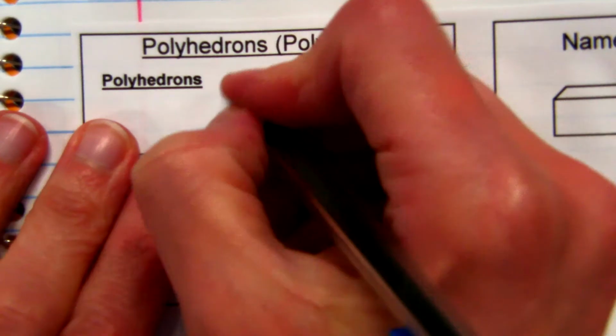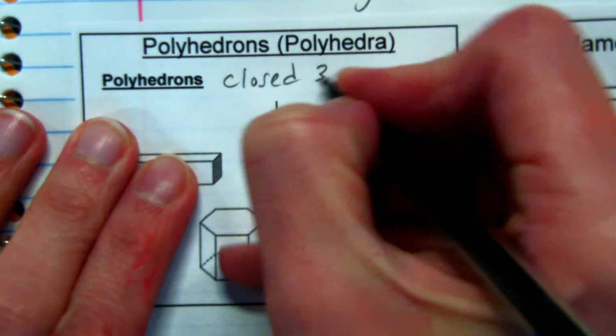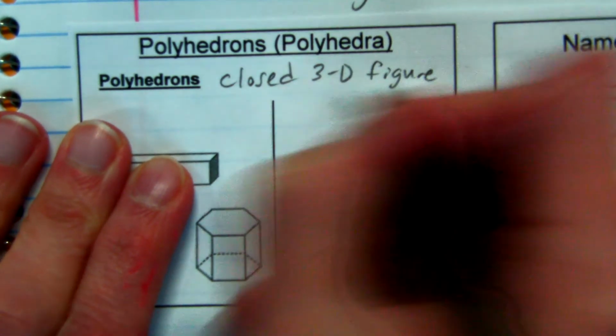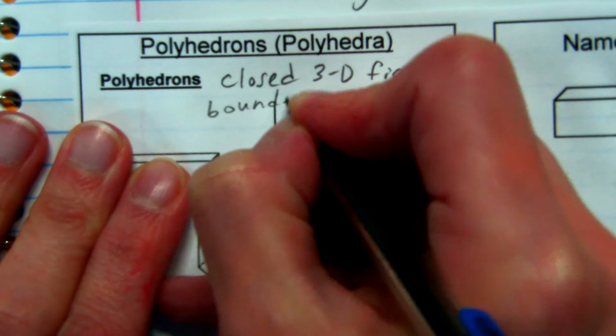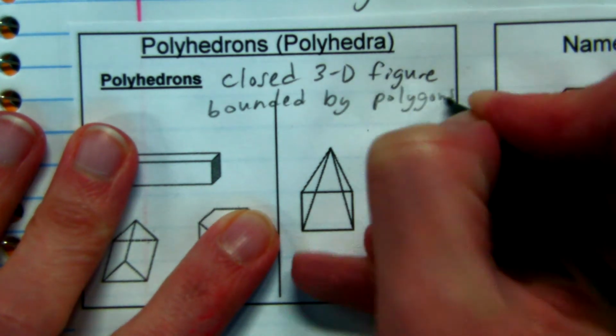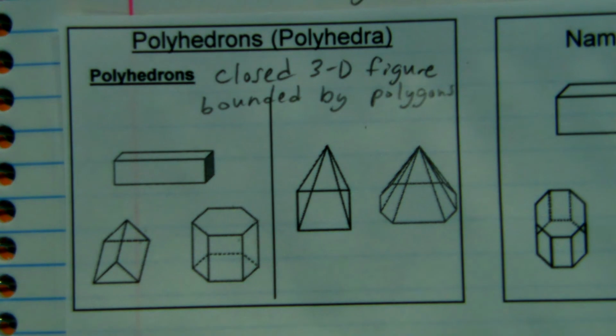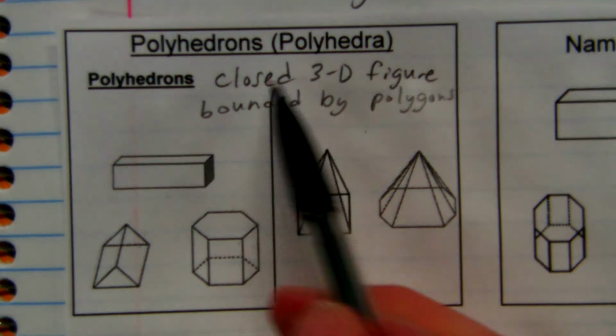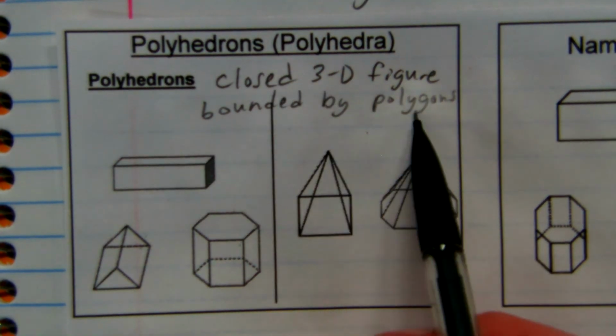So a polyhedron is a closed 3D figure bounded by polygons. So each side is a polygon, which just basically means all of the sides are straight. They don't have any curves. We'll talk about shapes that have curves in the second half of the lesson. So polyhedrons are closed 3D figures bounded by polygons.